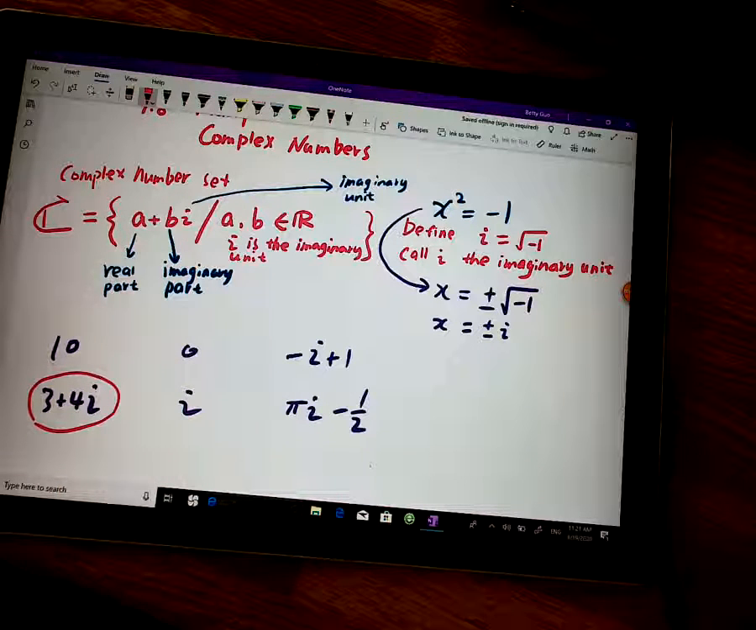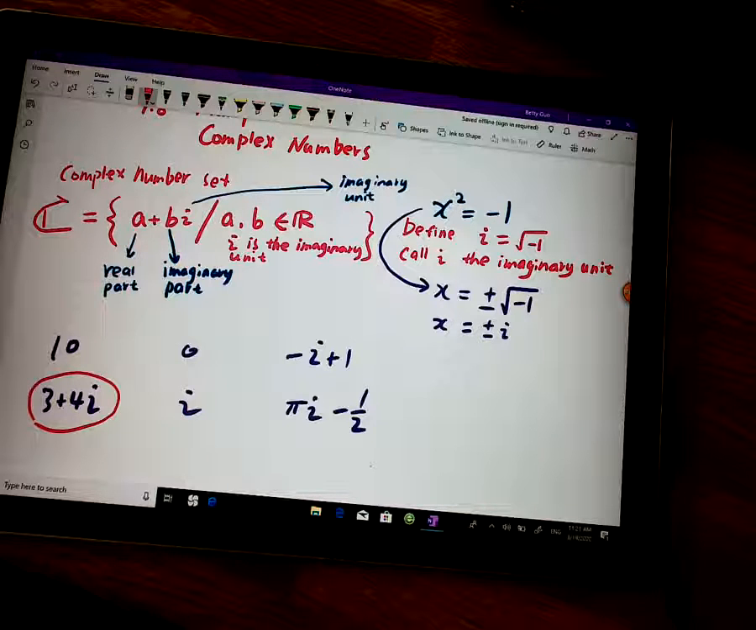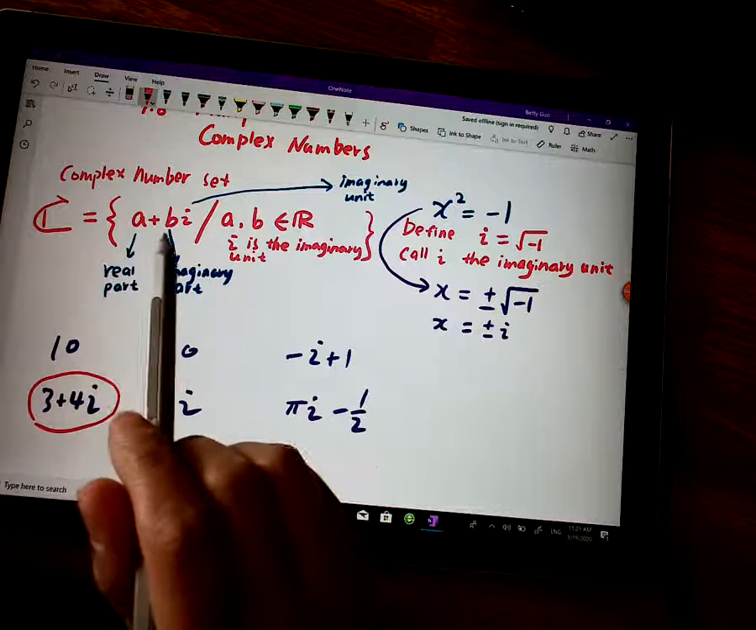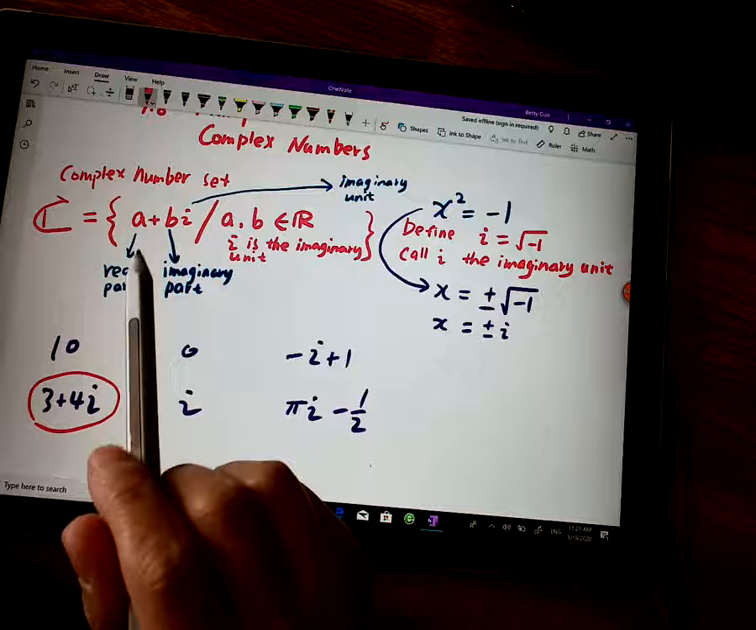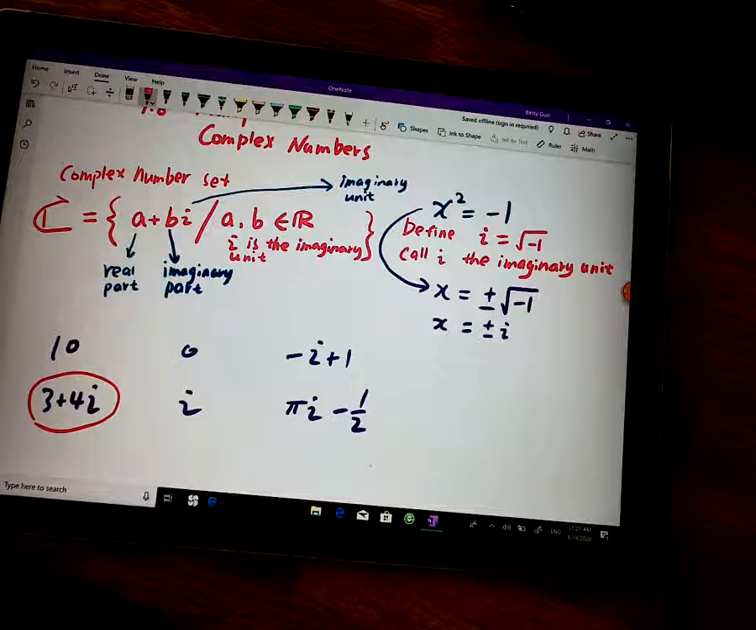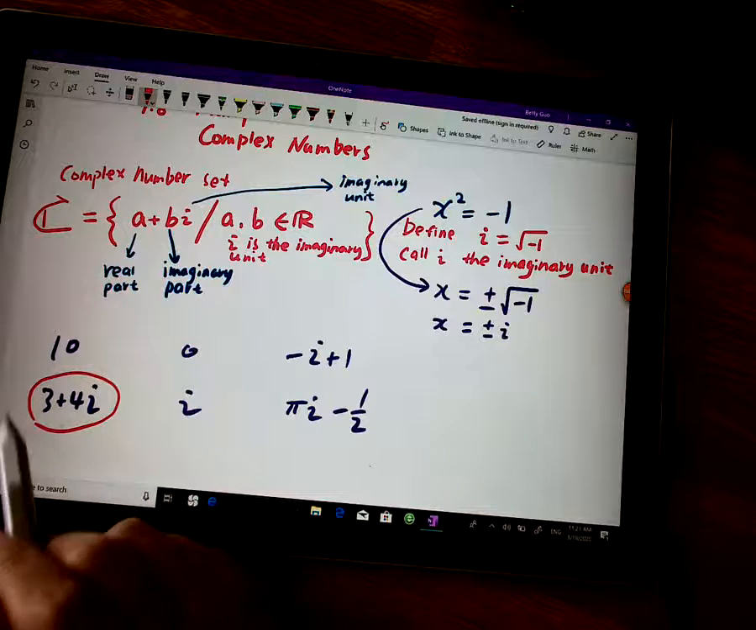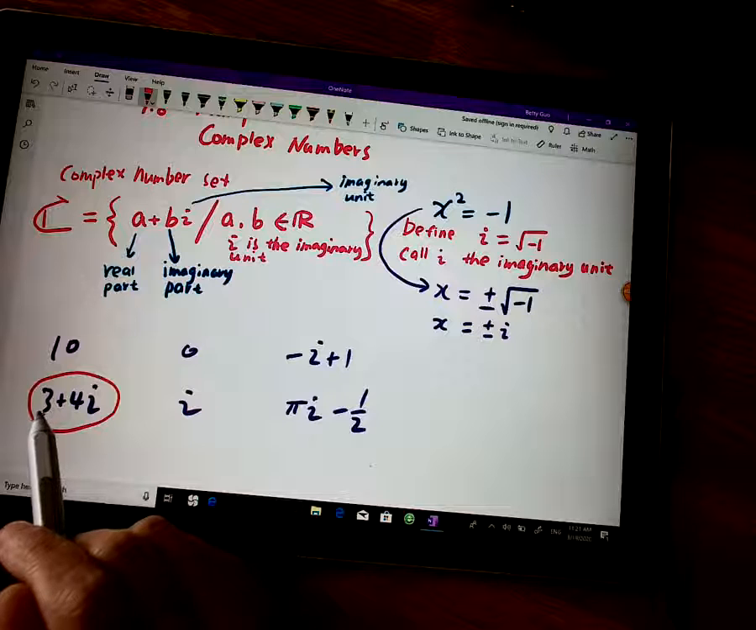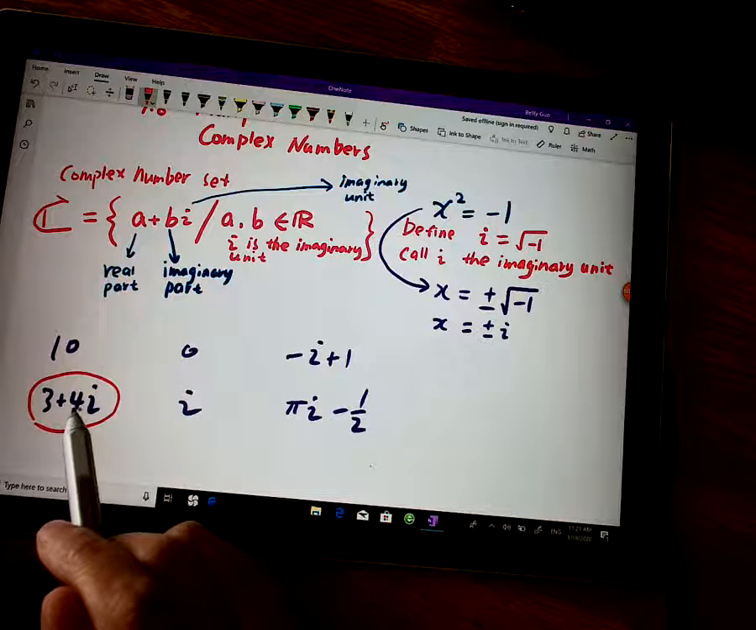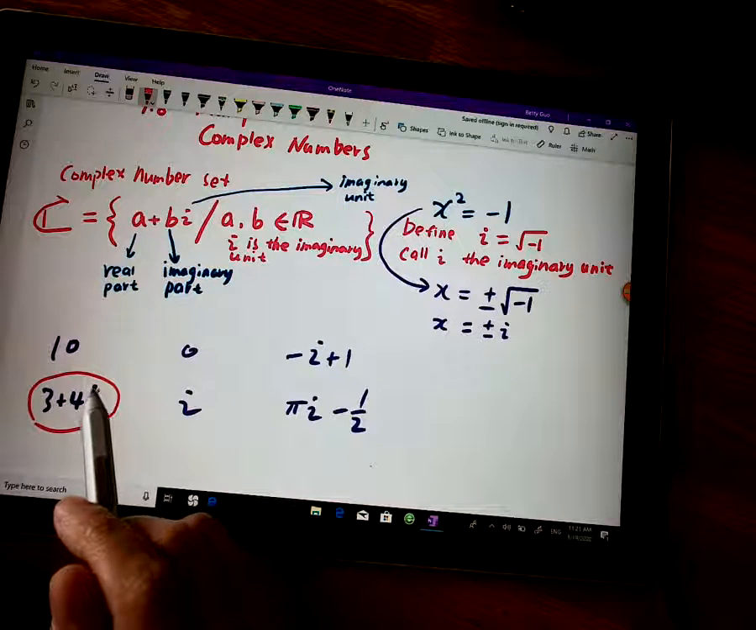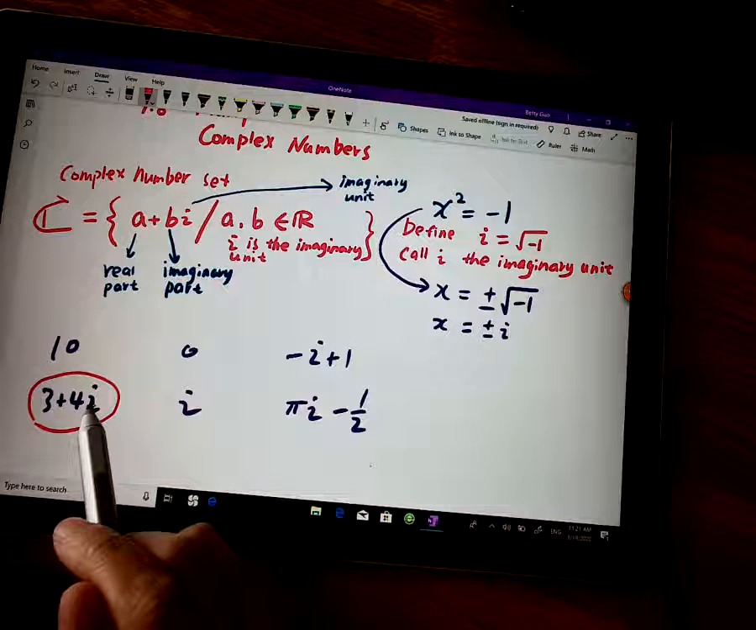Is this a complex number? Look at the definition. Let me repeat the definition. Any number which can be written in the form of a plus bi, where a and b are real numbers. You can pause here and think and then continue. But I'm gonna answer you that it is a complex number. The real part is 3. The imaginary part is 4. 4 is the coefficient of i. i is the imaginary unit.